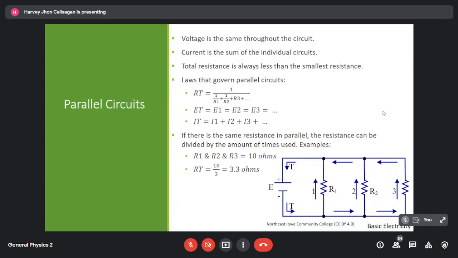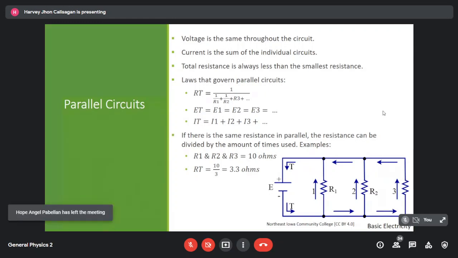For the voltage, since we only have one source of voltage, we have V1 is equal to V2 is equal to V3 and so on and so forth. As many as it can.